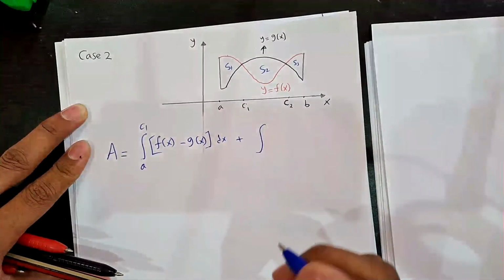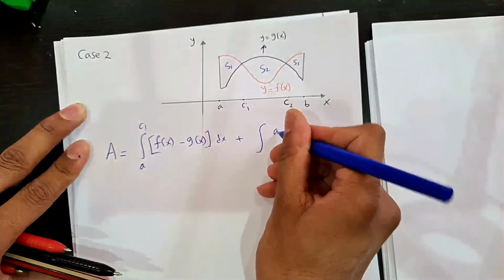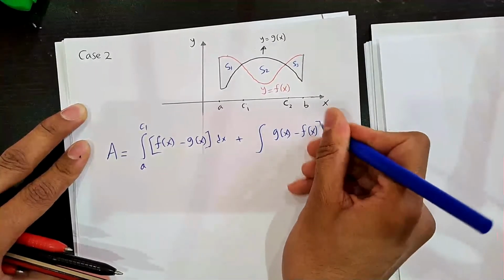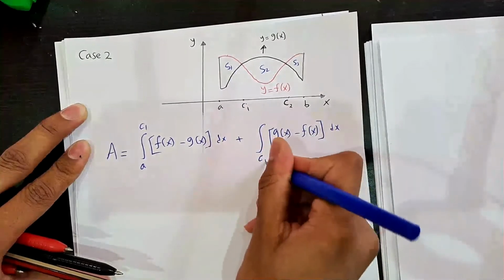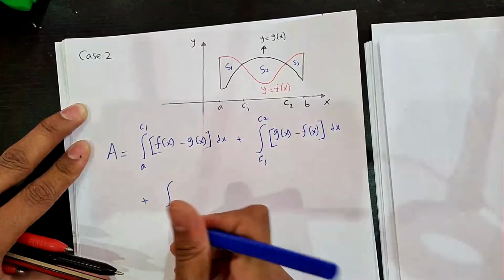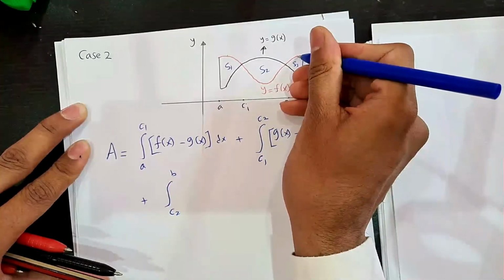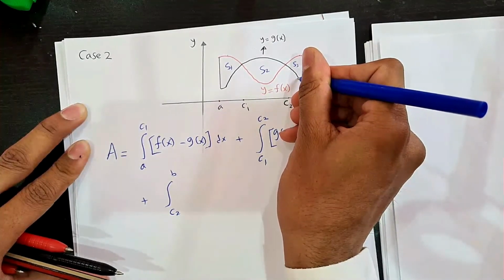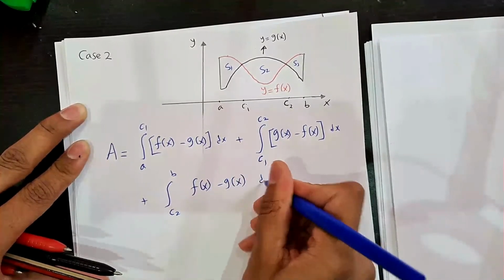What is the next one? It will be the other way around. g is above f now. So I will say g of x minus f of x dx. From where to where? Read the x values. From c1 up to c2. We are not done yet. Plus, what is the last one? It will be from c2 up to b. Read here. What is the top? Now it is f, and the below function, it is the black one, which is g. So I will say f of x minus g of x dx.